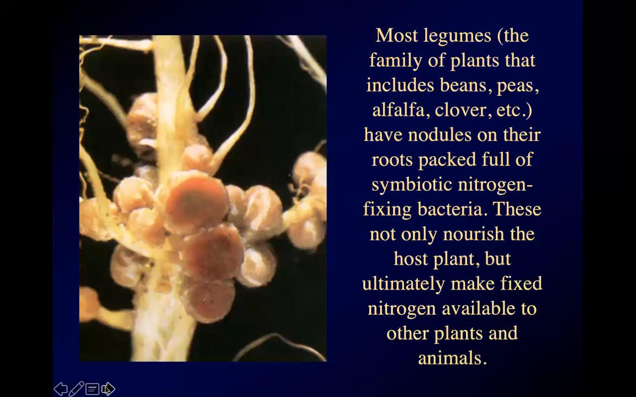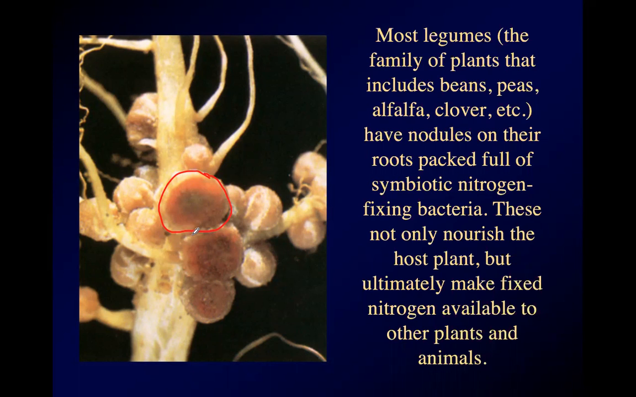Here's another great example of a mutualistic symbiosis. That's roots of soybean, I believe. And you can see these little round lumps on their roots, like that. Dr. Mukherjee in our department actually studies these. Those lumps on the roots, these nodules, are jam-packed full of nitrogen-fixing bacteria. Those provide nitrogen to the host plant. They ultimately make nitrogen available to other plants and animals.